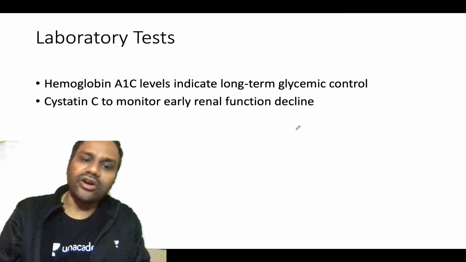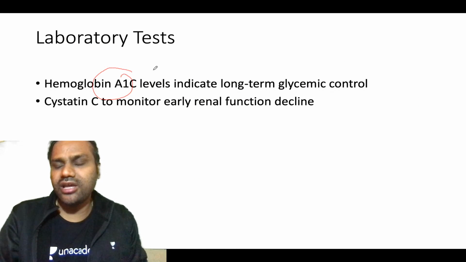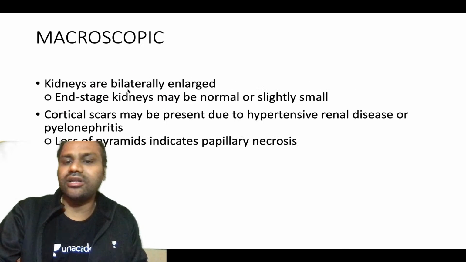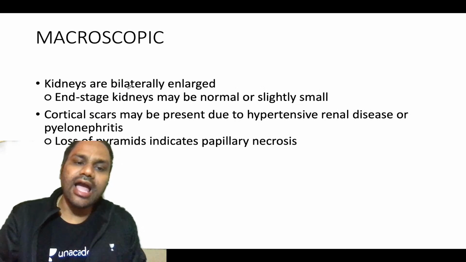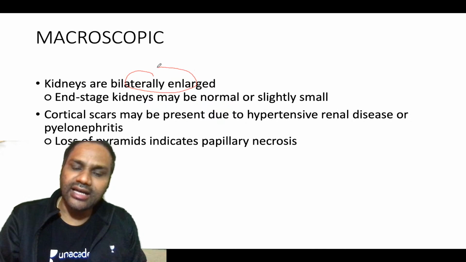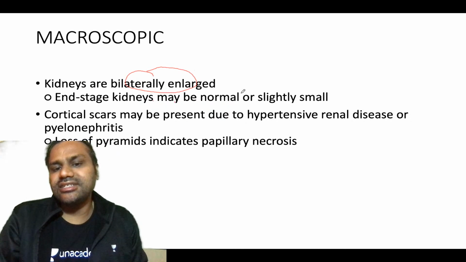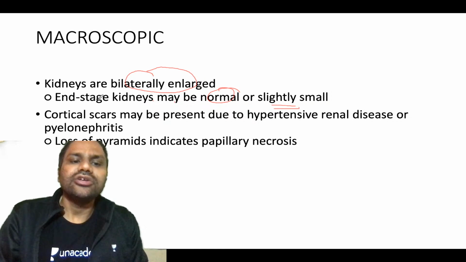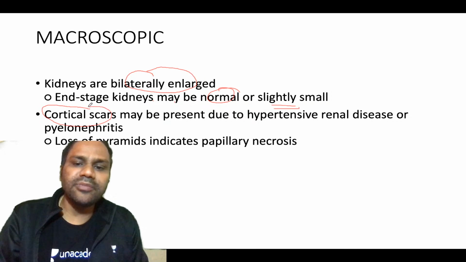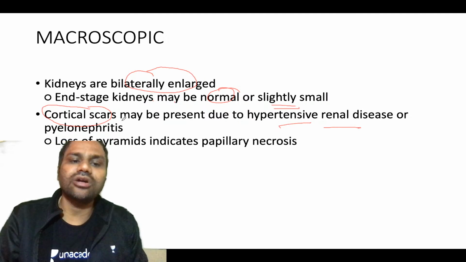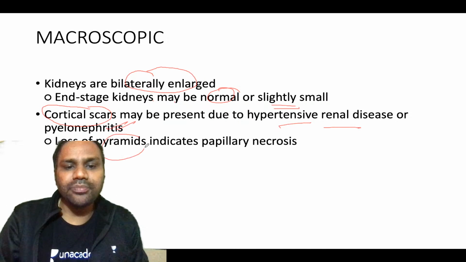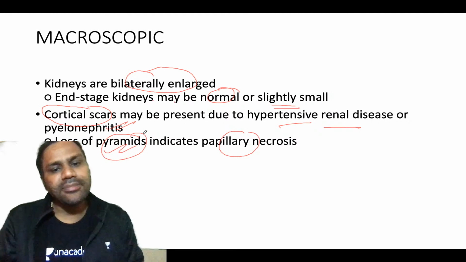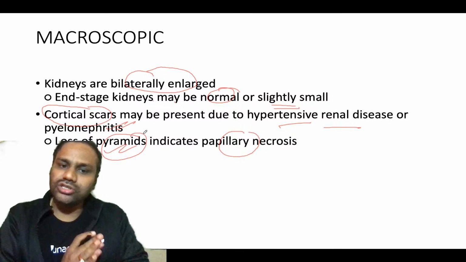For laboratory tests, you do hemoglobin HbA1c, or you can do cystatin C, to monitor renal function decline. Macroscopically, as I have already said, the kidneys are bilaterally enlarged. In end stage kidney disease they can be normal or only slightly small. In diabetic nephropathy you can see cortical scars, which may be present because of hypertensive renal disease or pyelonephritis, and there can be loss of pyramids, which indicates papillary necrosis.